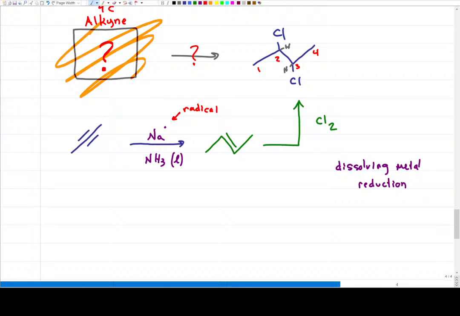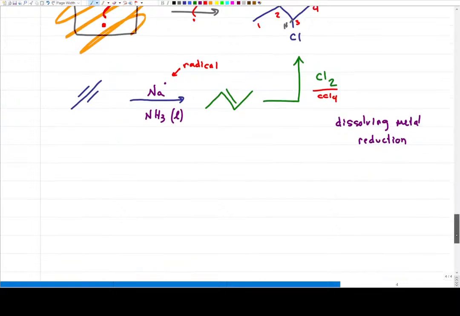Question: my teacher told us that Cl2 and CCl4 also gives vicinal dichlorides. Does that work too? Well, this right here is what you're talking about, Cl2 in CCl4. Yes, I just didn't give you a reagent, but that is correct. A vicinal dichloride is the right answer here.